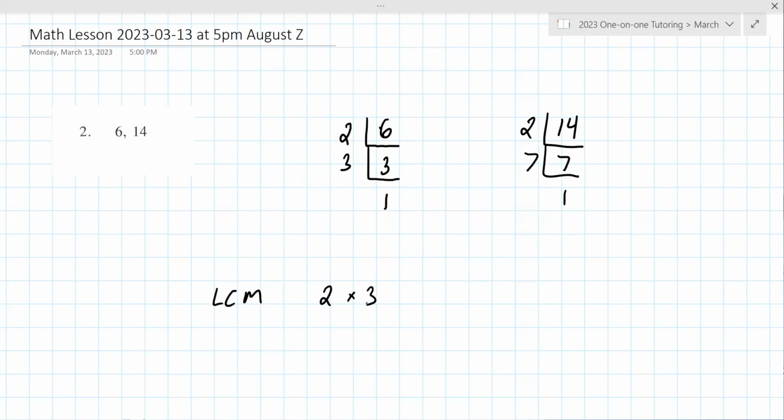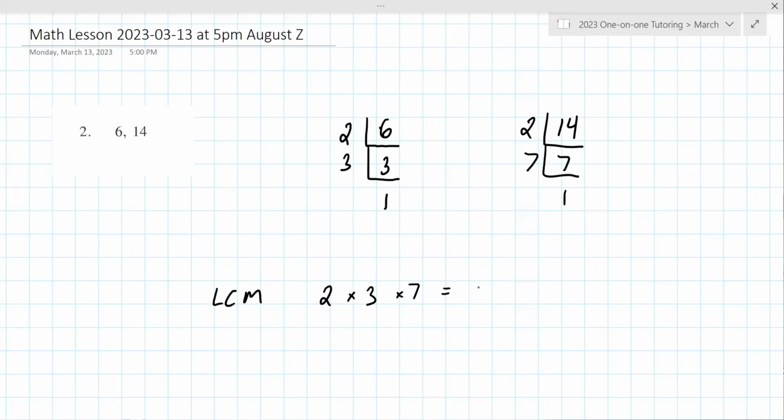3. Then you go to the next number, which has a 2 and a 7, and you see, do I already have a 2? Yes, you've already got a 2, so you don't need to add another 2. But do you have a 7? No, so you add that there. So that's 2 times 3 times 7. Can you tell me what that multiplies to?